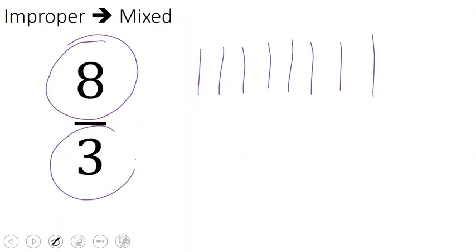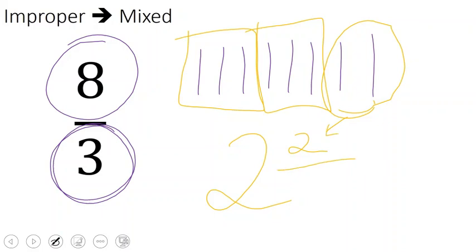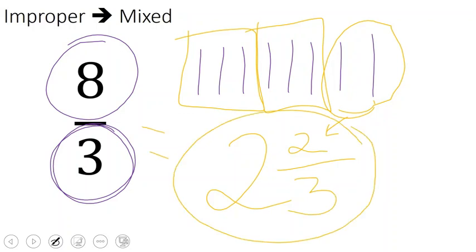I know that every 3 pieces is one whole, so I'm going to go ahead and make groups of 3. I'm going to change color so I can see myself here. There's one group of 3. Here's 2 groups of 3. And then there's 2 left over at the end. So I see here that I've made 2 whole groups. I have 2 pieces left over. So this 2 here becomes my numerator. And my denominator, say it with me now, stays the same. So 8/3 is equivalent to 2 2/3.